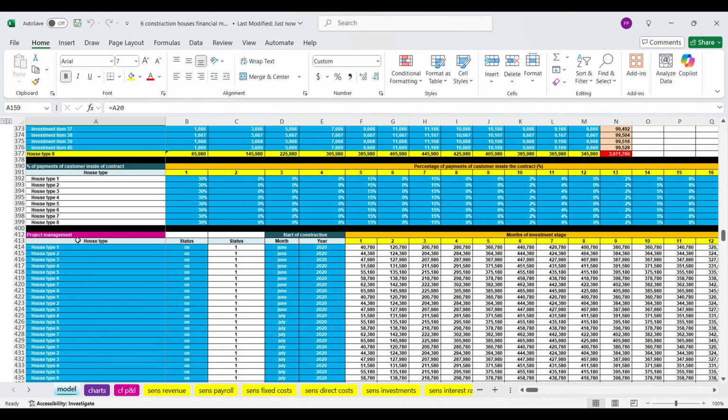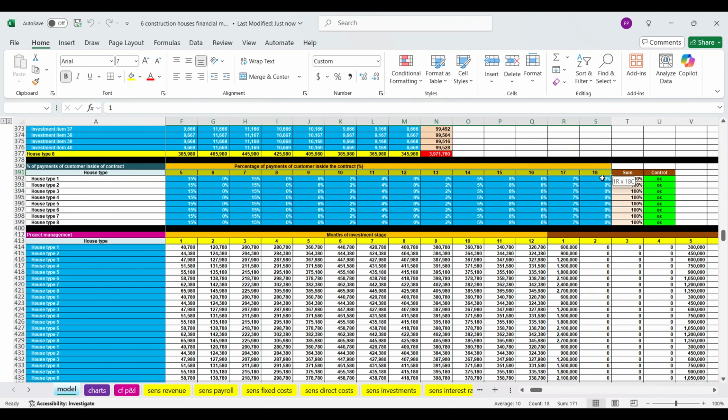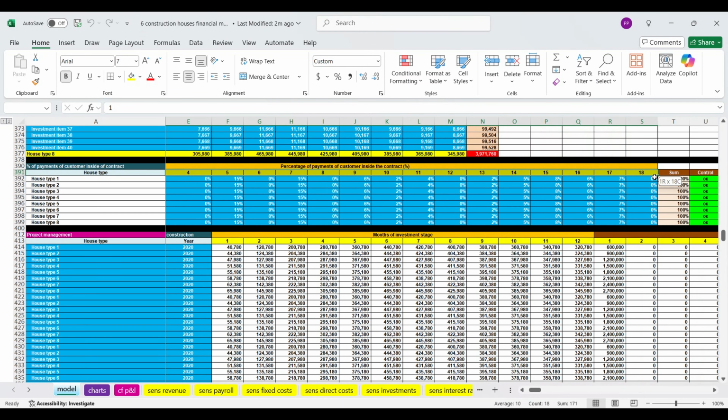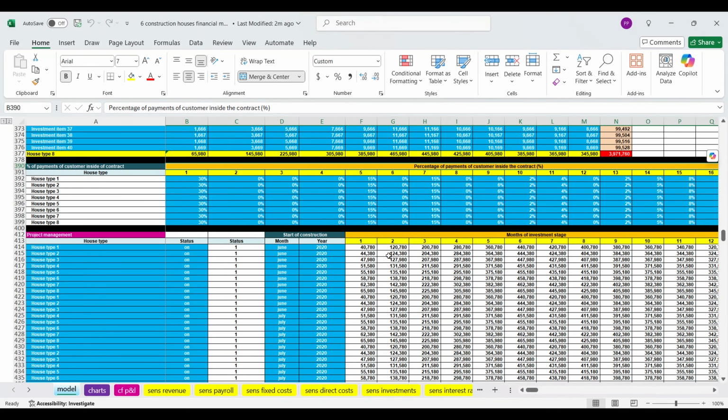Now we're moving to the way our typical customers are going to pay us. So here, from left to the right, we have the months since we start the construction. This is the start of the construction, and from left to right we have 18 months when our customers can pay us. And here are the percentages of payments of the customer inside the contract. So this means that our customer may not be paying us all at one time.